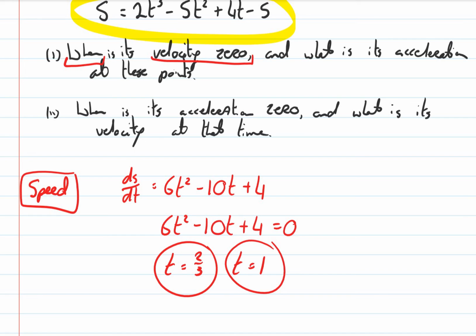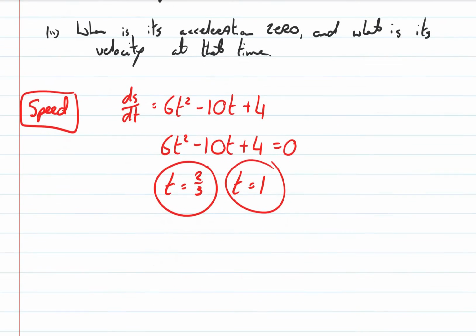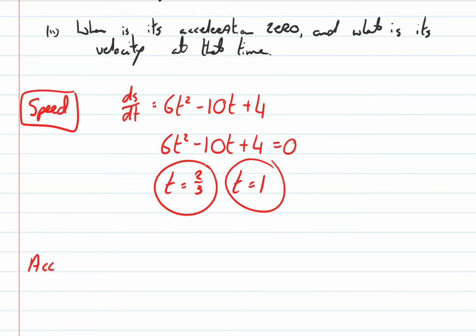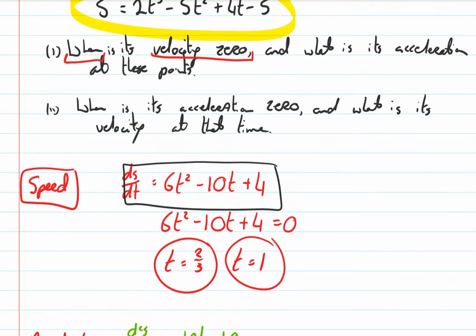And the second part of that question, and what is its acceleration at these points? We have our speed function. We need our acceleration function. So how do we do that? Well, we take this and we differentiate it again. We get d squared s over dt squared equals 12t minus 10. And again, we'll go back here. What is its acceleration at these points or at these times?